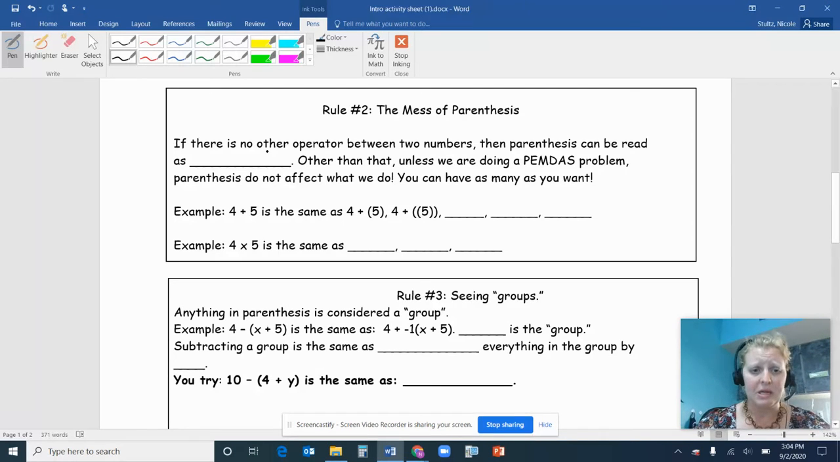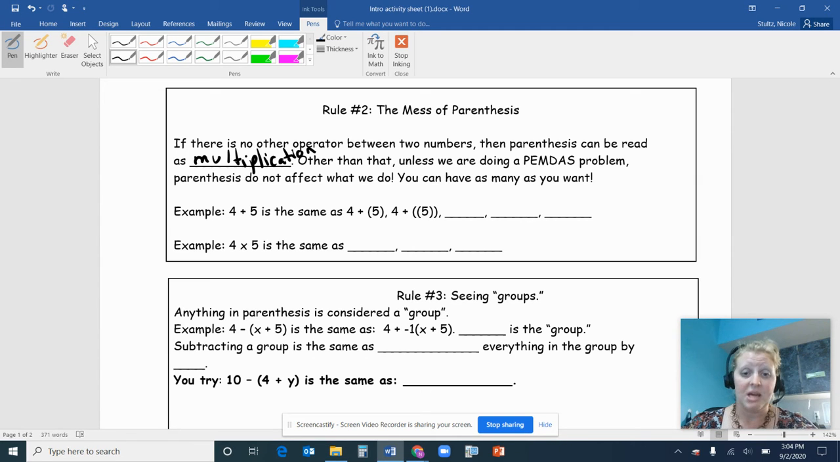So the first thing you need to realize is if you don't have an operator between two numbers, but you see parentheses, those parentheses are actually used as multiplication. So they will function as an operator. A lot of kids think, oh, anytime I see parentheses, I multiply. Well, that's not true. Only if you don't see another operator, that's when they imply multiplication. So it depends on the situation.